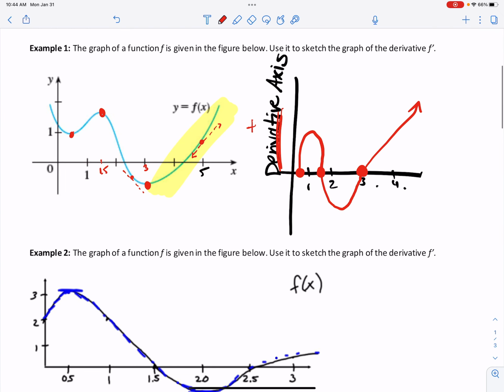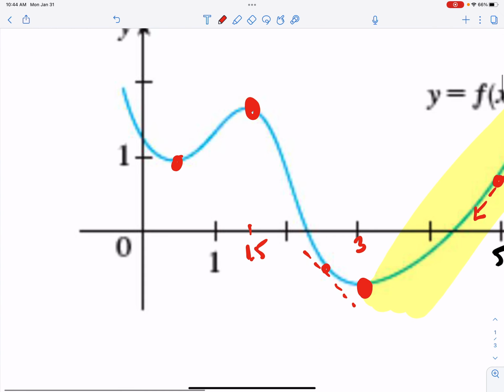And then what about before the x value 0.5? What about this interval right here? Are these positive or negative derivatives?